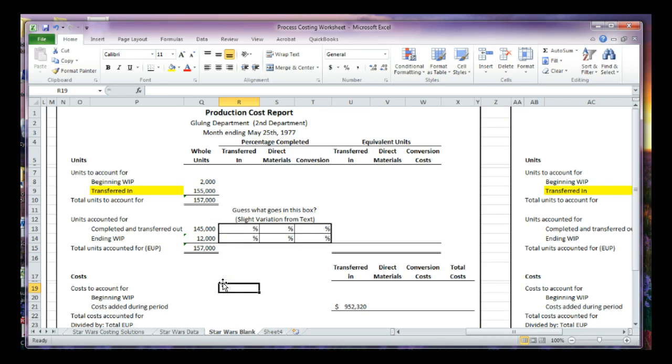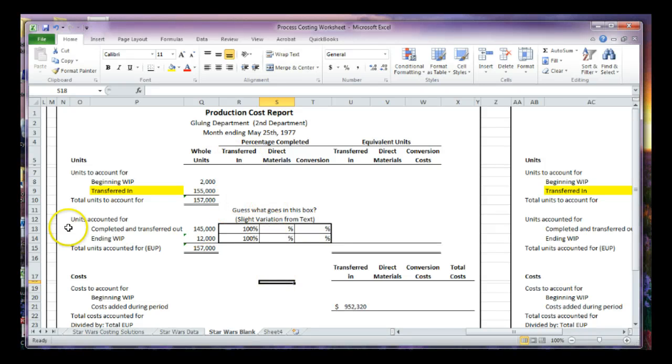All right. So then we go to the Andrew's magic box here. We have the completed and transferred out. So you don't have to worry about it. Transferred in costs are always 100% there because somebody transferred them in.